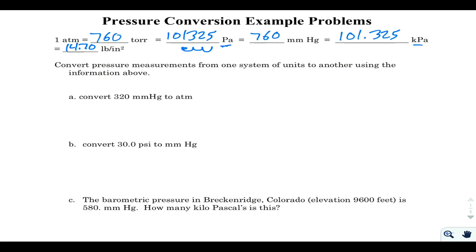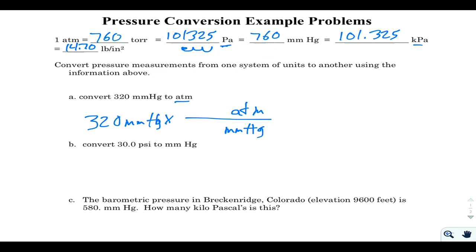Okay, so using these conversion factors, we're going to convert from one unit of measurement to another. So for part A, we have convert 320 millimeters of mercury to ATM, or atmospheric pressures. Well, doing these conversions is kind of like what you were doing in stoichiometry. We're going to use dimensional analysis. So we're going to start with what we're given, 320 millimeters of mercury. Now, if we want millimeters of mercury to cancel out, we need millimeters of mercury on the bottom, and because we're converting to ATMs, we need ATMs on the top.